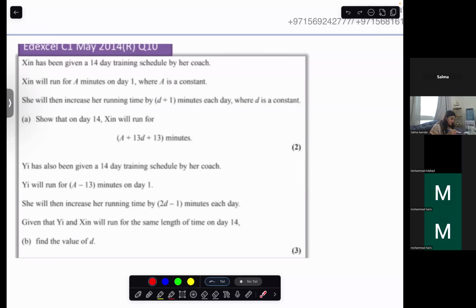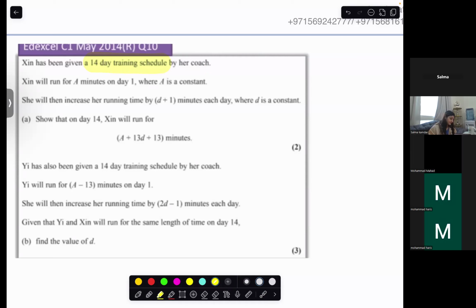Jin has been given a 14-day training schedule by her coach. I will always mark numbers when I go on reading. So this is how many days of training? 14 days. Okay, fine.